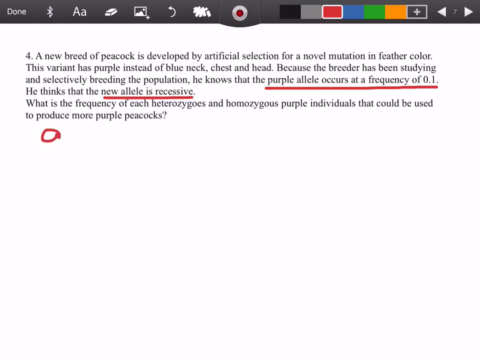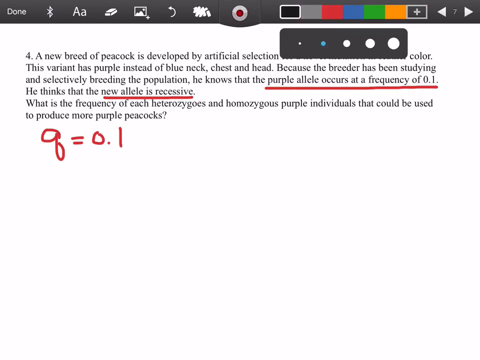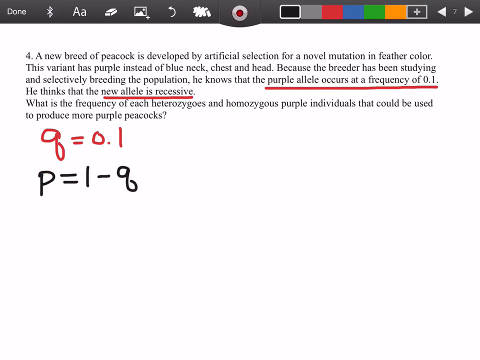That means we're going to set q equal to 0.1. From here, we can calculate p. So p is going to be equal to 1 minus q. Remember, p plus q equals 1. So p plus q equals 1, 1 minus q equals p. So p is equal to 1 minus 0.1. So p is equal to 0.9.